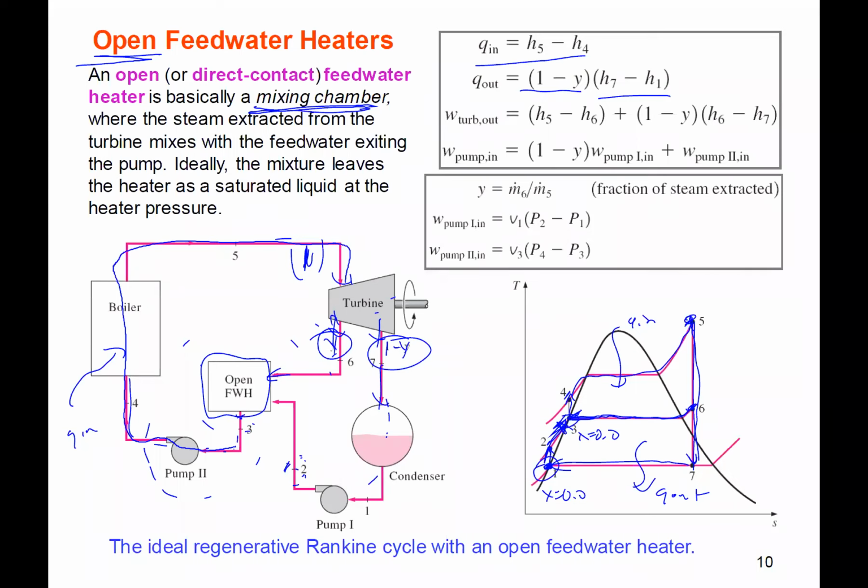The turbine out, we have the full fraction working from 5 to 6 because the full mass is there, it doesn't leave until 6. But then from 6 to 7, you have only 1 minus y of mass going through, okay, of the original. Okay, so that's what's going on with that enthalpy. And then the pump in, we have 1 minus y on this pump, and then the full mass on this pump. Okay.